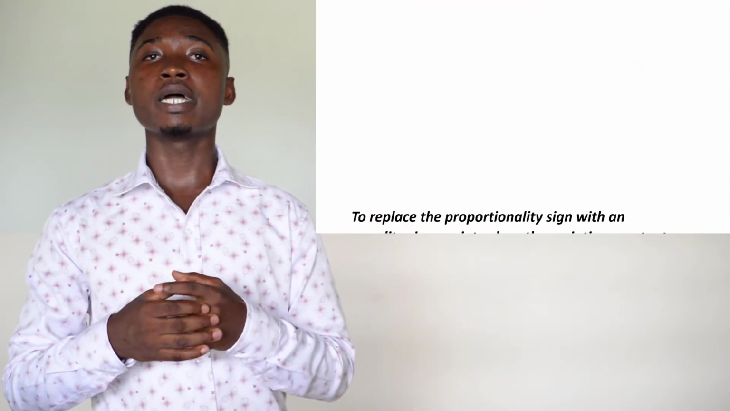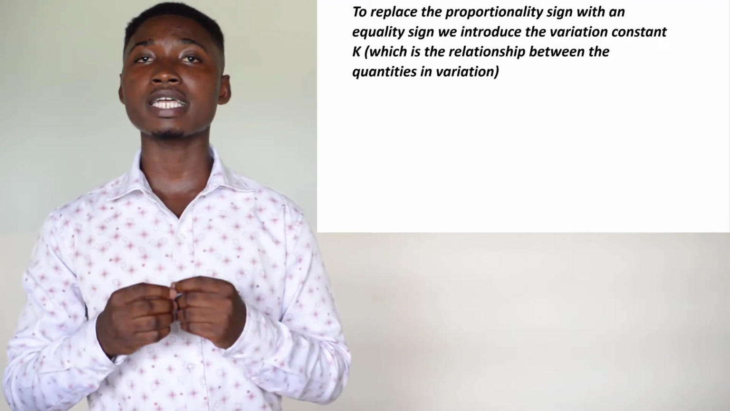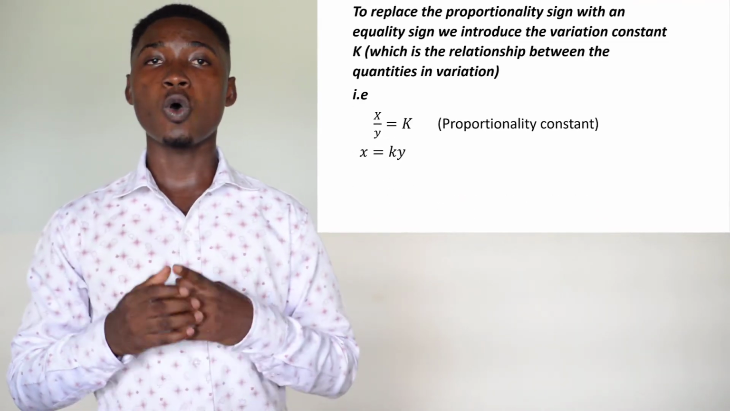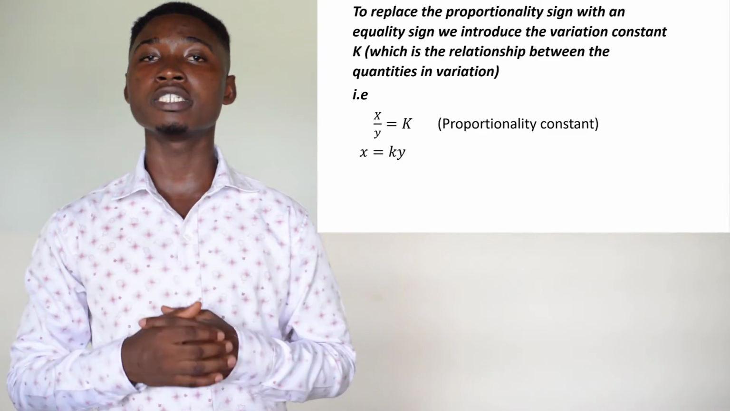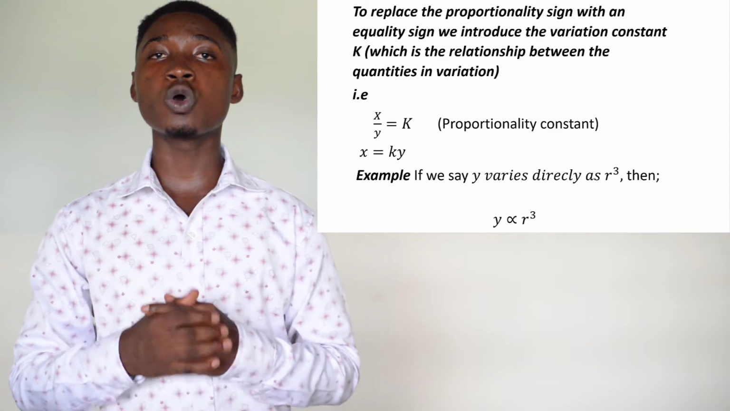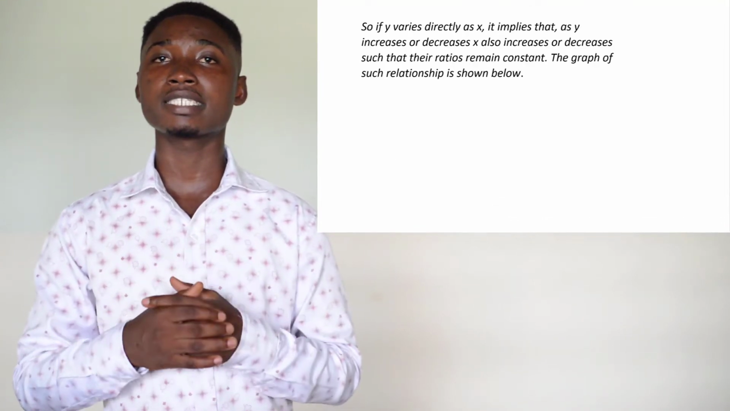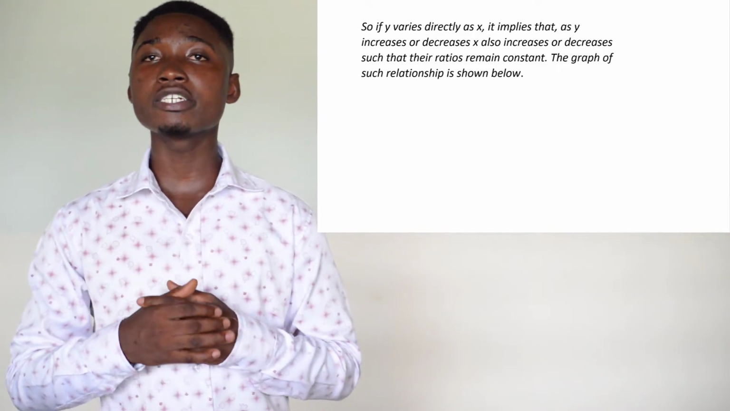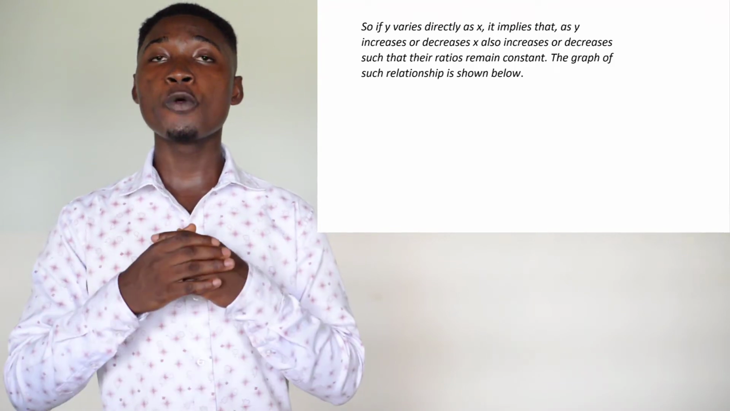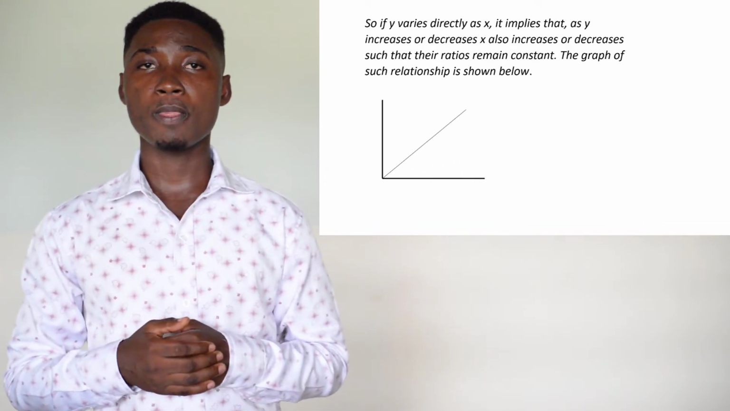To replace the proportionality sign by an equality sign, we have to introduce a constant k, called the constant of proportionality. Also, if y varies directly as r cubed, you have y is equal to kr cubed. If y varies directly as x, this implies as y increases, x also increases, such that their ratio remains constant. The graph of such a relationship is shown below.